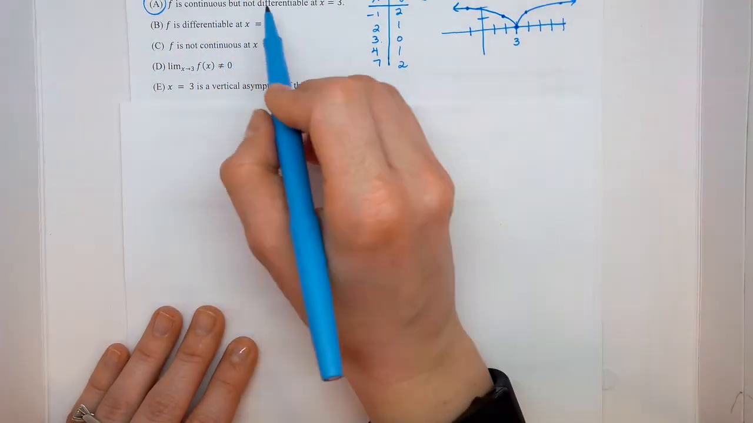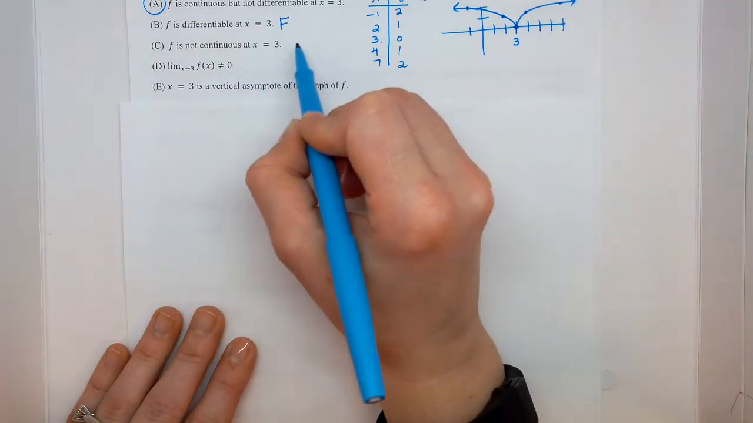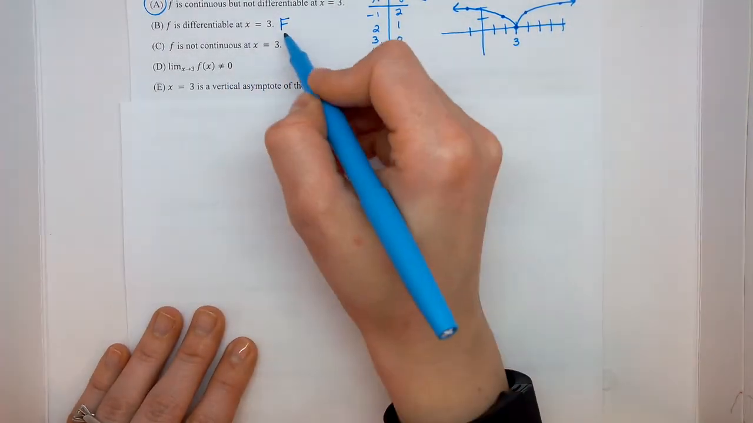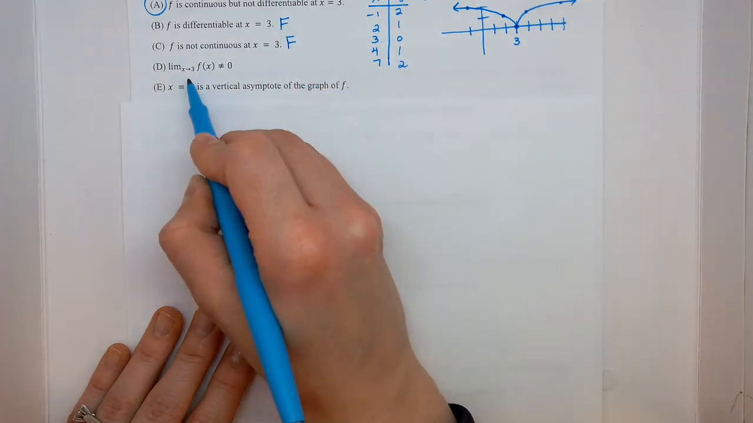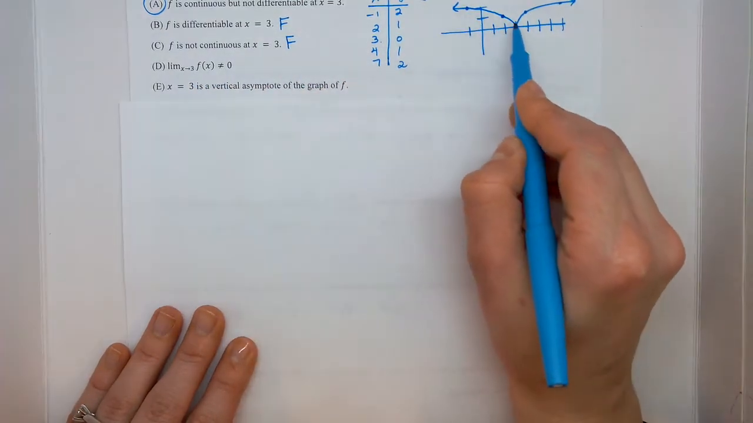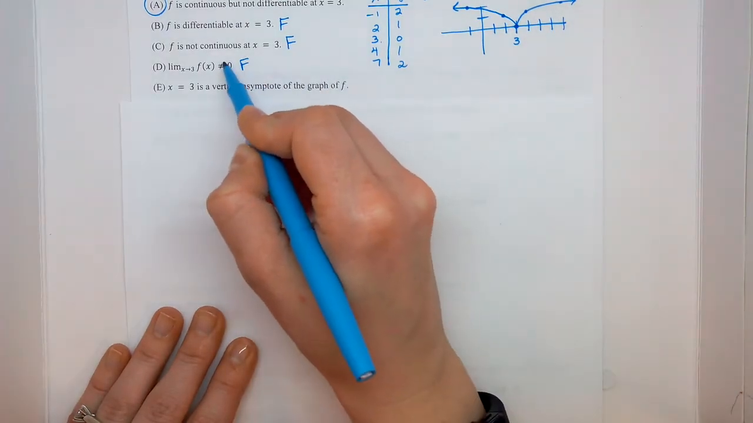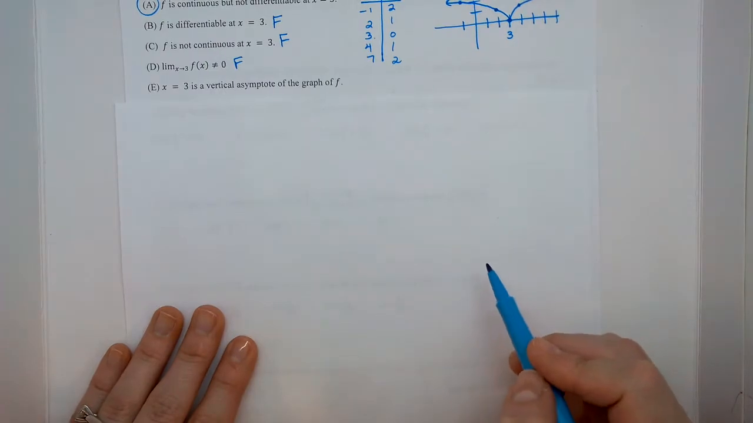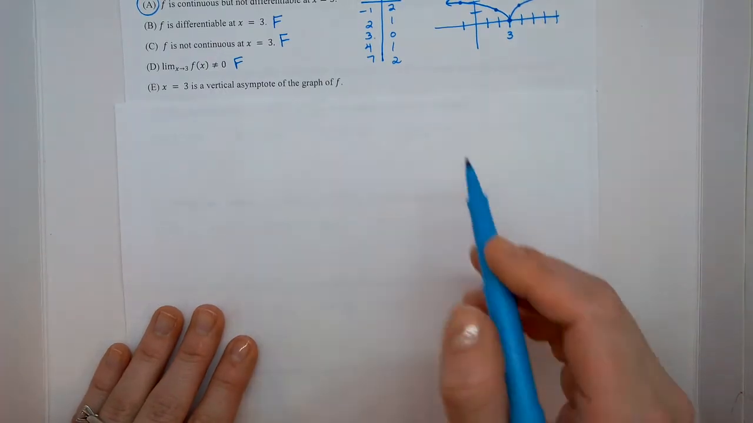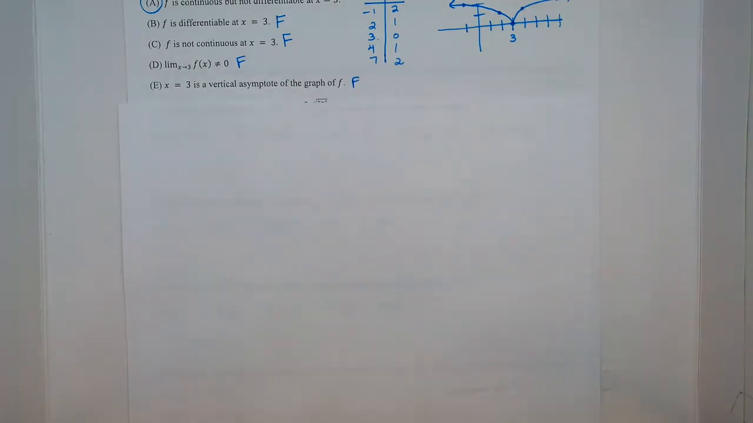F is differentiable at x equals 3. Well, it's a cusp, so no, false. F is not continuous at x equals 3. Well, it has a value, 0, so that's false. The limit as x approaches 3 of f of x is not equal to 0. Well, y is approaching 0 from the left. Y is approaching 0 from the right. So the limit is 0. X equals 3 is a vertical asymptote. There is no vertical asymptote, so that's also false. So A is our final answer.